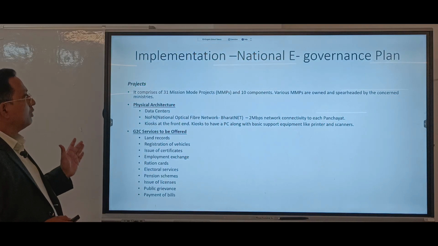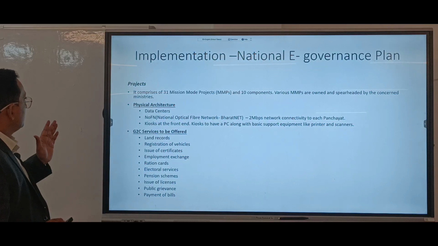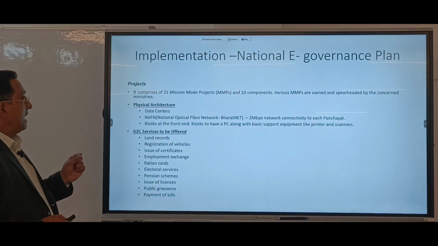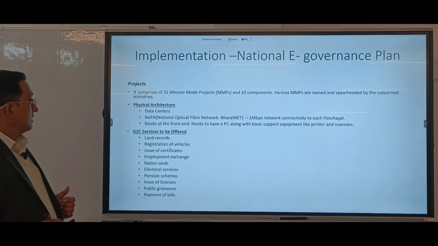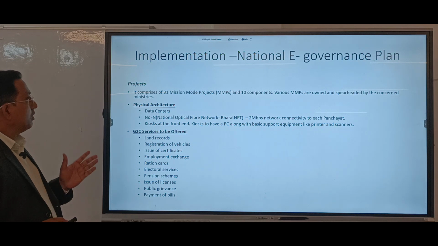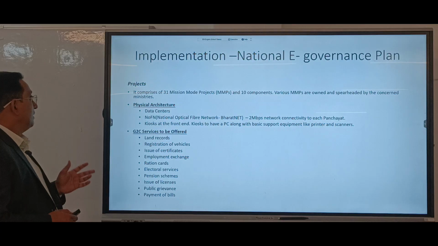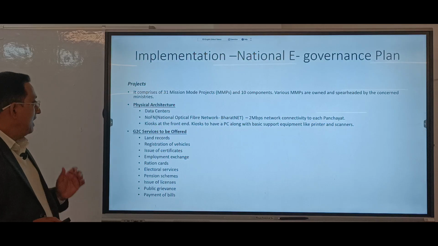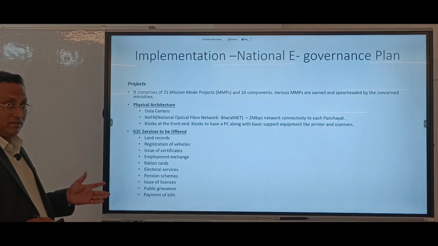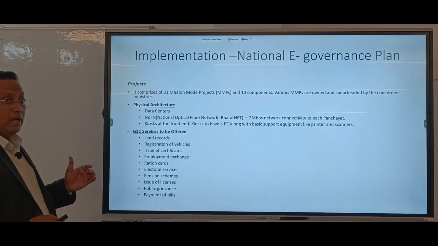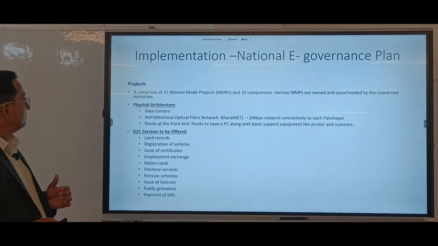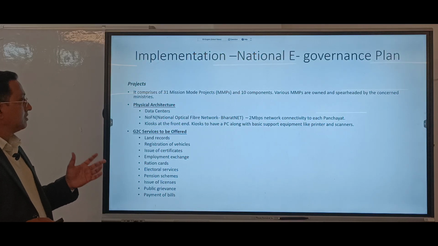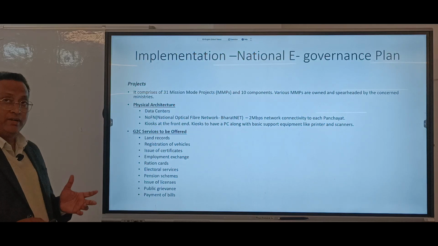Now, let's have a look at the National e-Governance Plan. So, what is this all about? It comprises 31 MMPs, that means mission mode projects, and 10 components, and spearheaded physical architecture, that is about the data centers, and National Optical Fiber Network BharatNet, which is about 2 Mbps network connectivity to each panchayat, kiosks at the front end, kiosks to have a PC, that means a personal computer, along with basic support equipment like the printer.